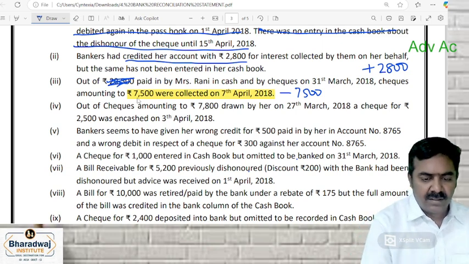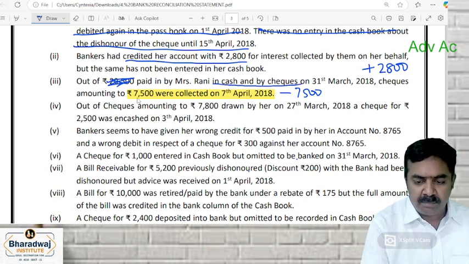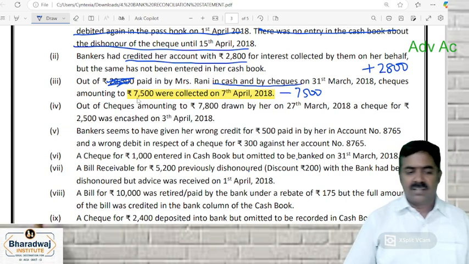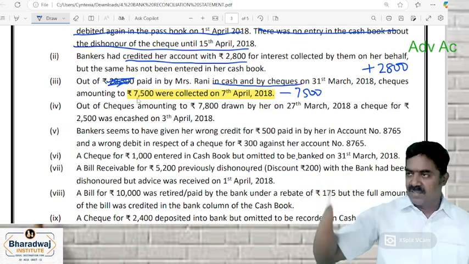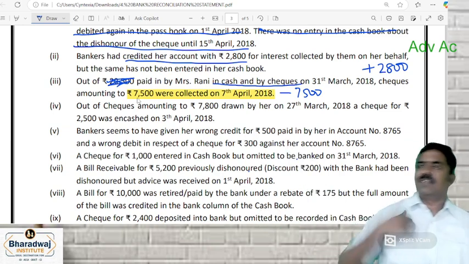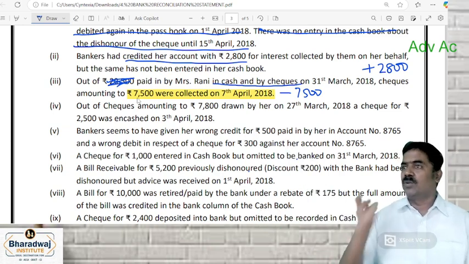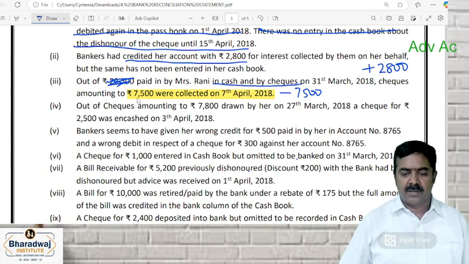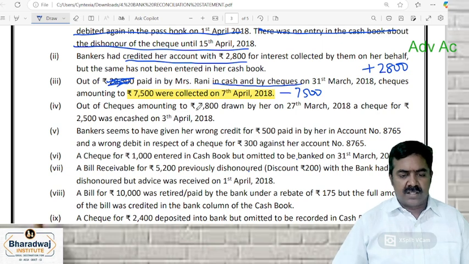Look, they have given paid in. 20,500 is not a problem. 7,500 the customer has added, we have not added. We should add it, but OD starting point, minus. Then out of the checks drawn, 7,800 doesn't matter for us.